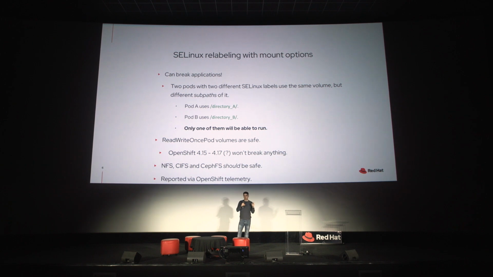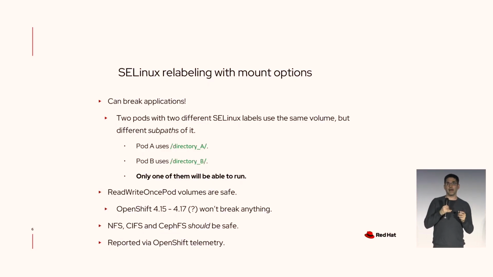At the same time, we are watching in telemetry how many pods we will break when we extend it to all volumes. So if you install OpenShift 4.15, nothing should break. We are not going to break anything at least until 4.17. And at the same time, we are watching telemetry. What would break if we enable this feature for all volumes?